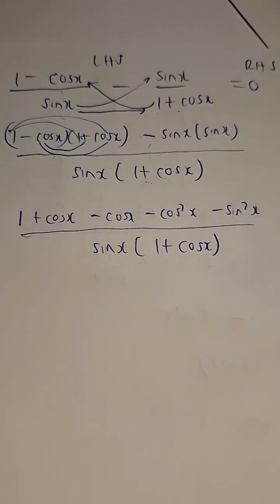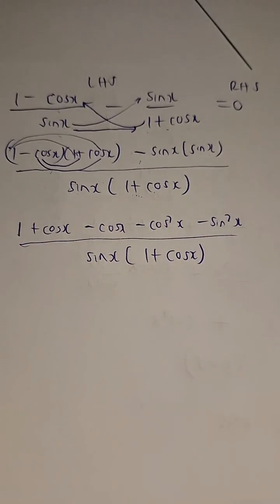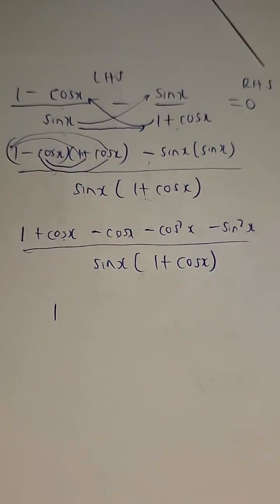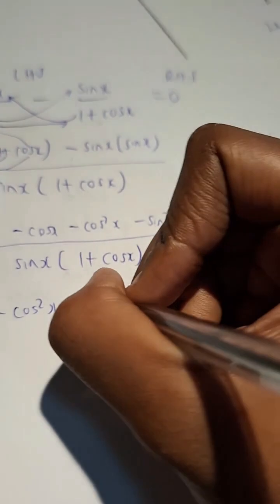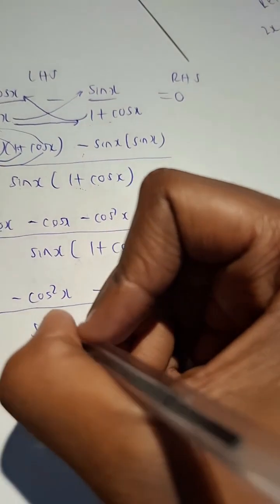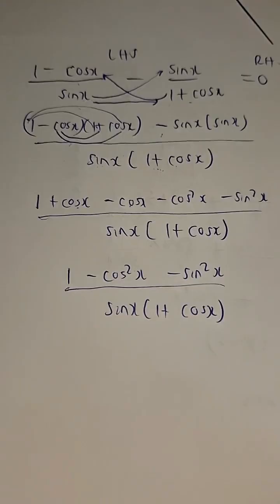Yes, Luba, very good. We got the identities. And plus cos x minus cos x, we add and subtract the like terms. We are still simplifying before the identities. 1 minus cos squared x minus sine squared x over what? Sine x over 1 plus cos x. Okay, seems like we're still going.